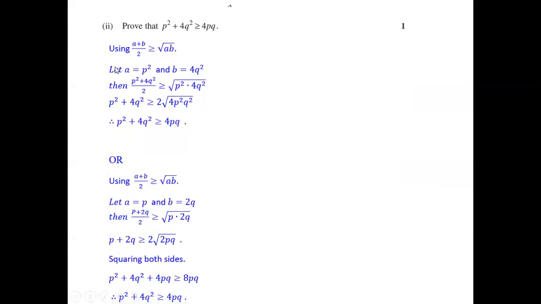This is the second part of that. So prove that p squared plus 4q squared is greater than or equal to 4pq. All I have to do is use part 1, replace a by p squared and b by 4q squared. And as you can see, if they substitute into it, they derive the result. Also, they could replace a by p and b by 2q, and they square both sides, rearrange it, and they still end up with the same result.